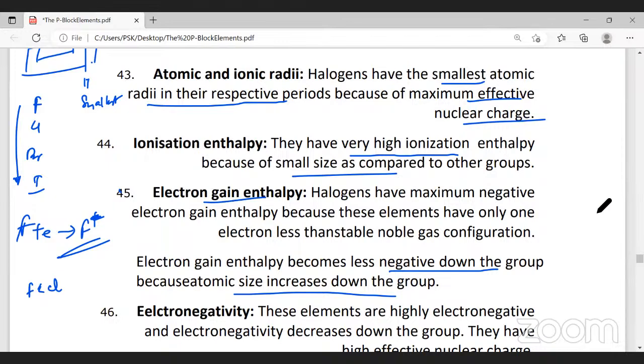It does not follow the general trend. It fluctuates, right? So fluorine has higher electron gain enthalpy than chlorine. So these are the physical properties.